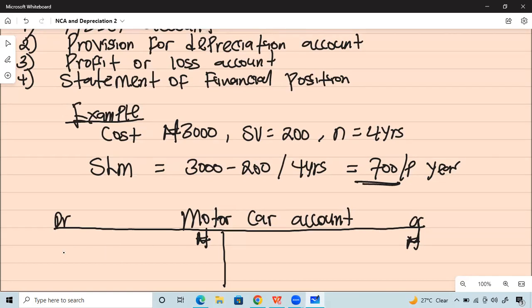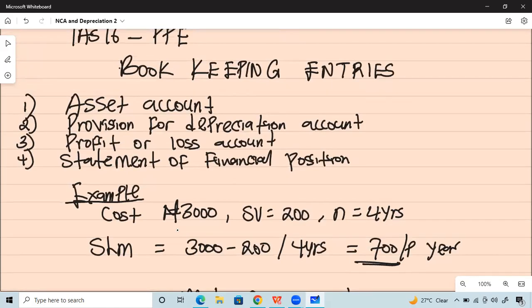So you know already that your bank account is being credited. So you are not going to debit the bank. You're going to debit the asset with 3,000 naira. So this is the first ledger that you're going to open in the bookkeeping entry, just like you can see here.